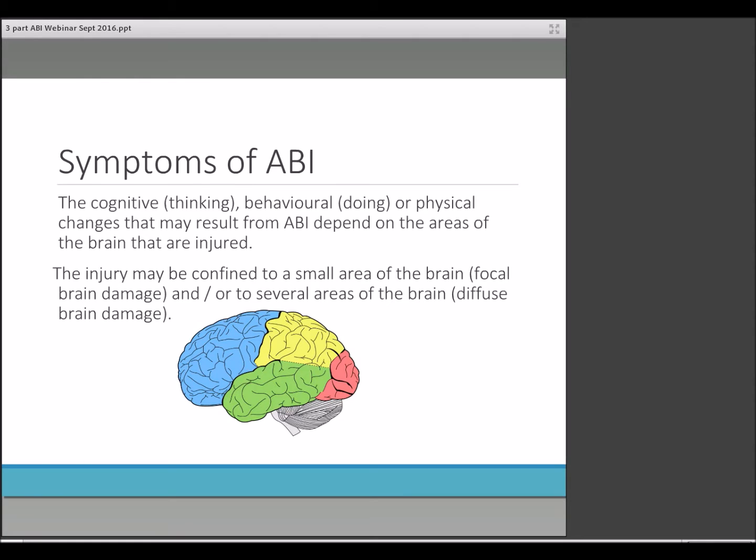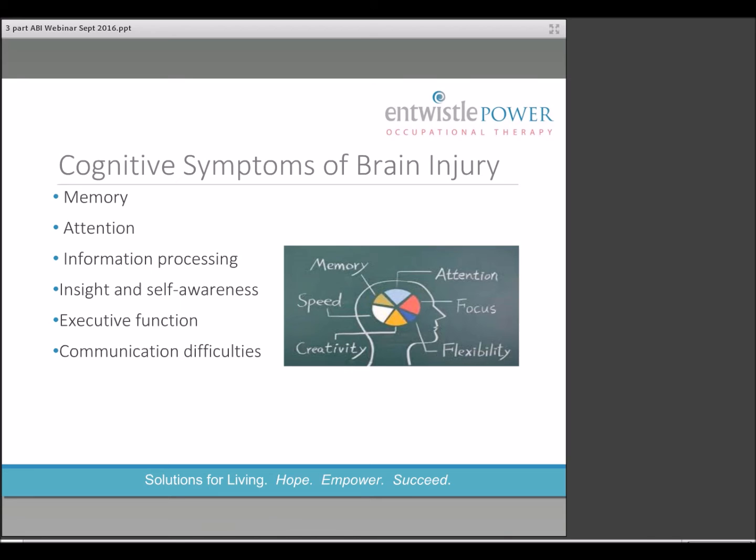The injury may be confined to a small area of the brain, which is otherwise known as focal brain damage, or to several areas of the brain, which is otherwise known as diffuse brain injury. So then, let's talk about some of the cognitive symptoms of brain injury that we see when working with our clients. The way the injury presents itself varies based on the areas of the brain that are affected, and a comprehensive assessment is needed to determine the symptoms present.